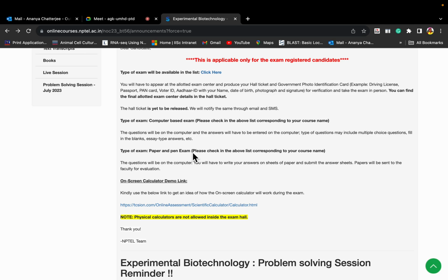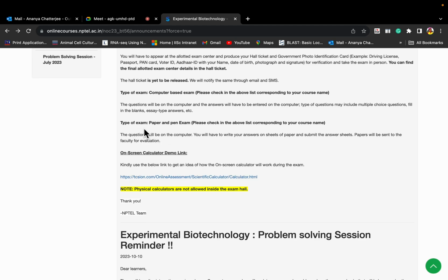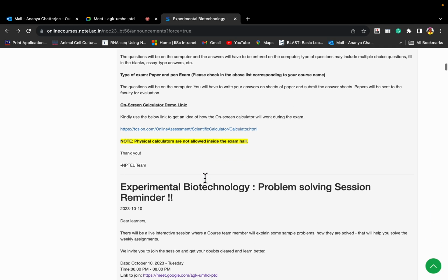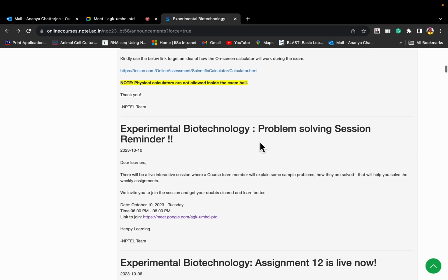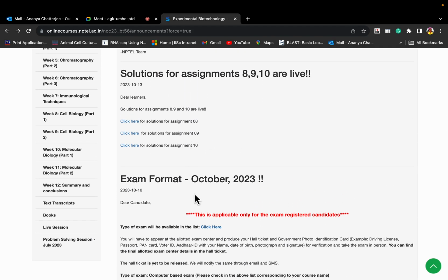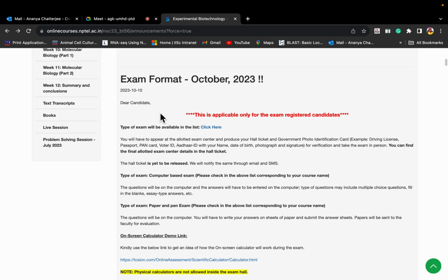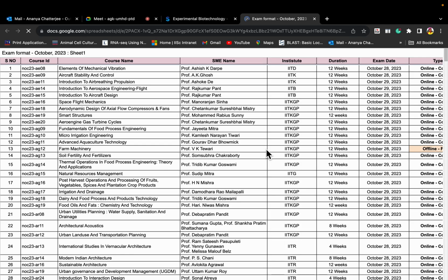And type of exam: you have two options, computer based exam and pen and paper exam. I think it will depend on what type of course you are having. For the computer based exam, the questions will be on the computer. For the other, you will have to write your answer on the sheet. Physical calculators are not allowed. Kindly use the link to get an idea of the on-screen calculator. If you need a calculator, you will have one on-screen calculator. Type of exam will be available in the list. Let us show the list.